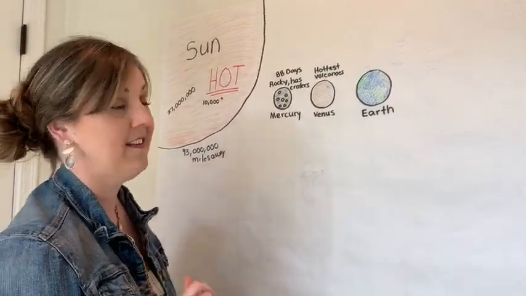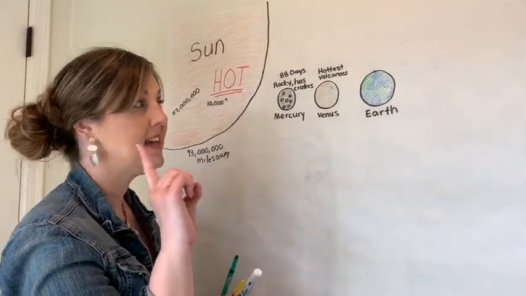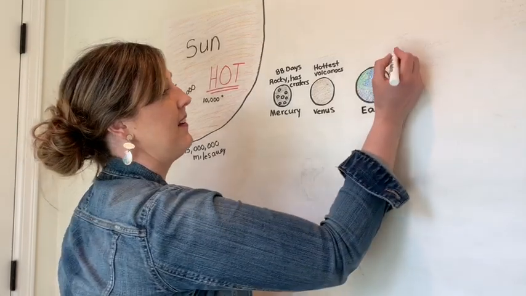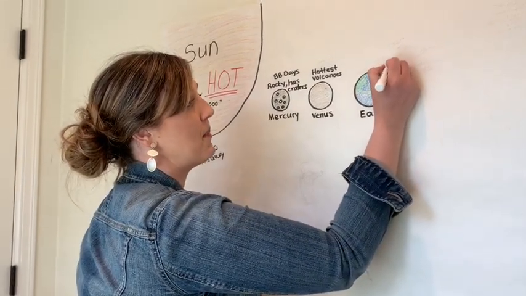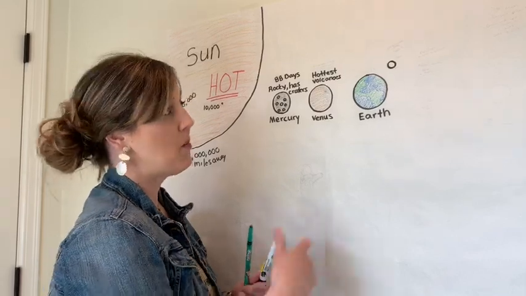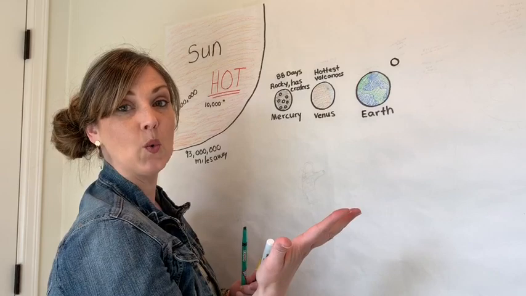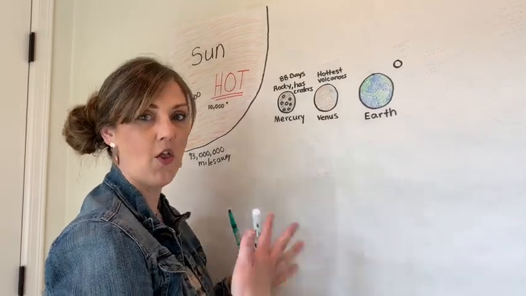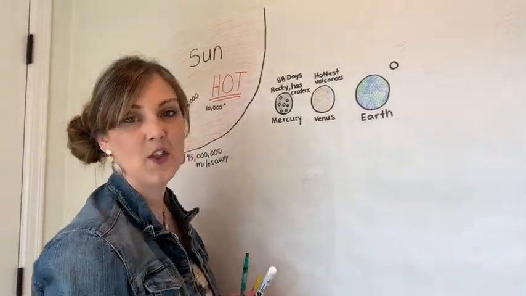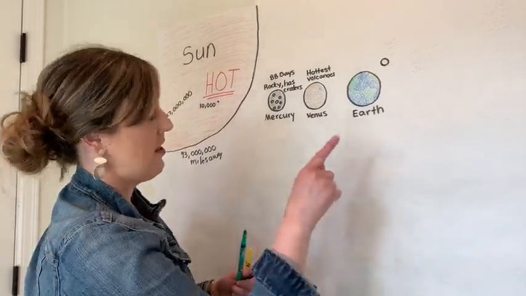The other thing that's special about Earth is that we have one moon. Here is our moon right up here. Now, other planets also have moons, but when scientists first discovered our moon, they thought it was the only one, so they just called it the moon. All of the other moons in the galaxy actually have different names.